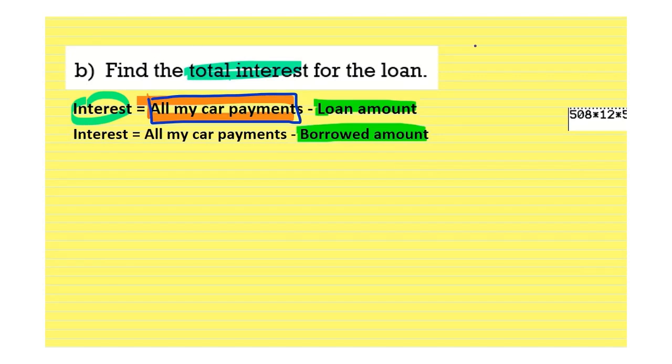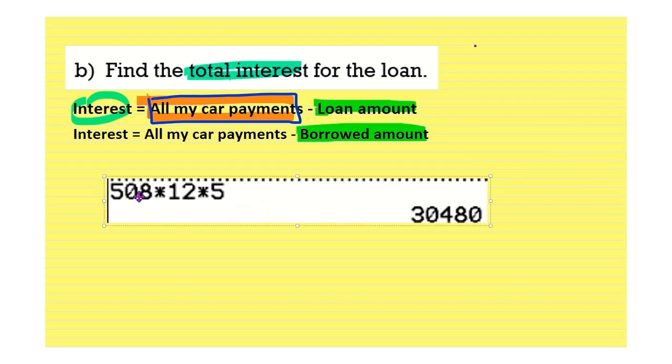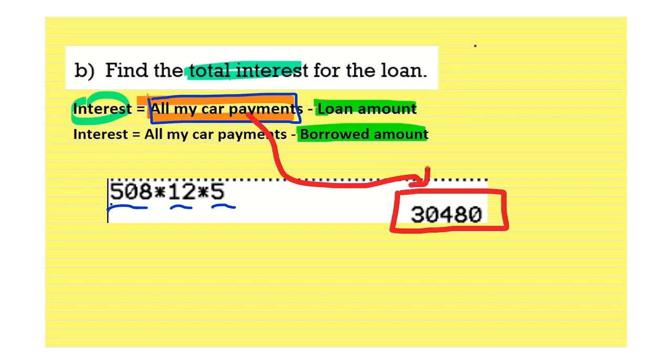So I am going to calculate 508 times 12 payments per year times 5 years. And that is going to give me a total of all my car payments of 30,480. So that's just the car payments right there.